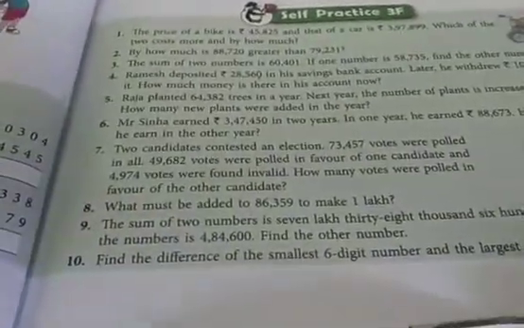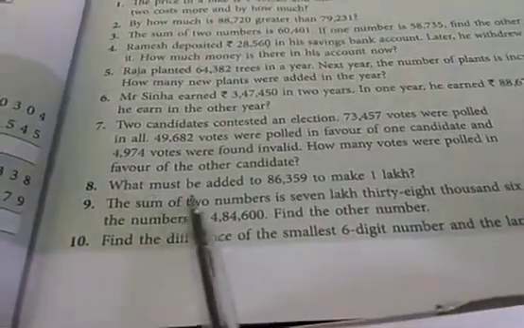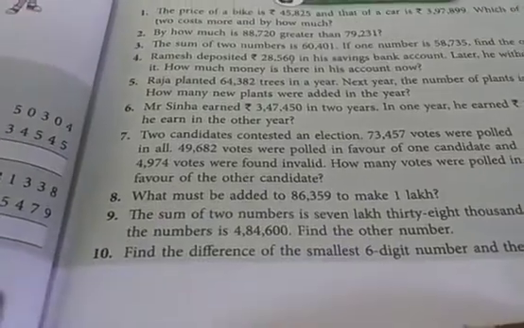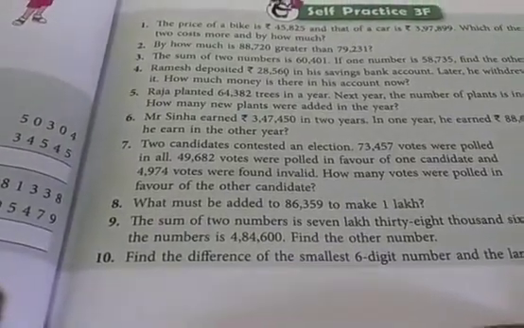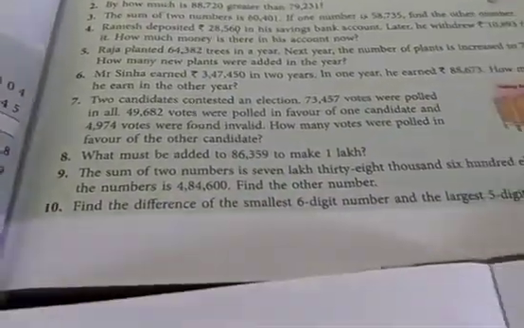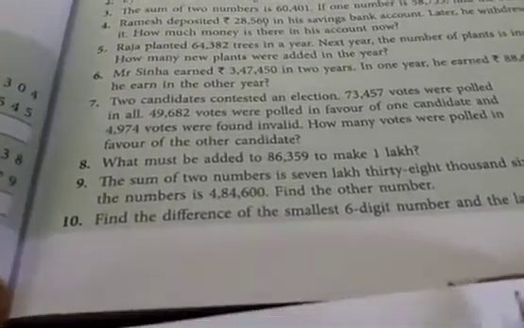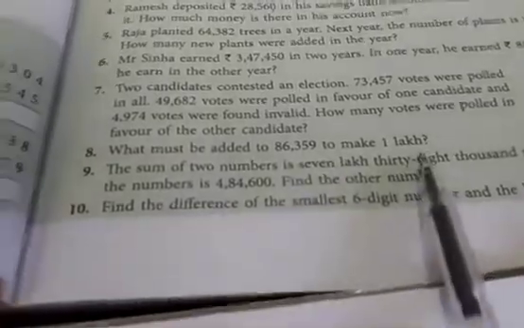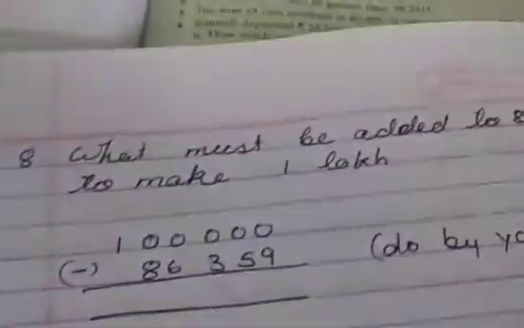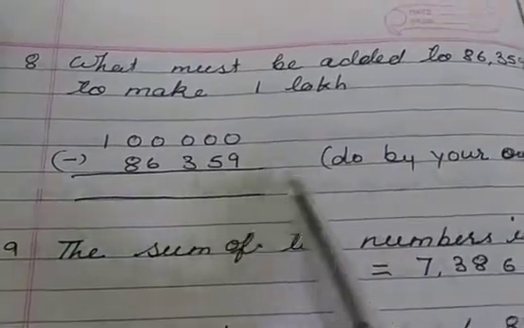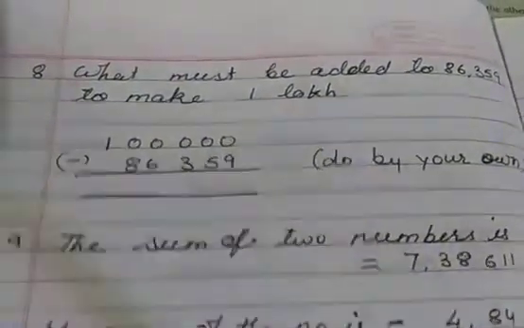so we are going to read the next question. What must be added to 86,359 to make 1 lakh? We want to make 1 lakh. So what will be the amount we have to subtract? So we have to add. Sorry. So just subtract this number from 1 lakh. See here, it is already done. 1 lakh minus 86,359. This you have to do on your own.